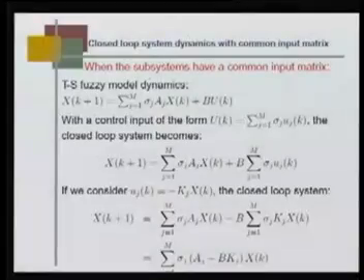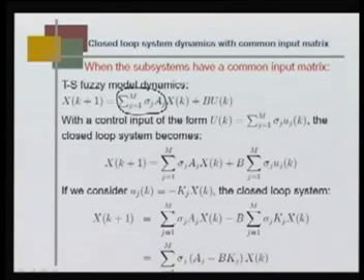So now for such a common input matrix, what will be the closed loop dynamics? The T-S fuzzy model dynamics is sum over j of A_j x(k), which I have already told you. This quantity is A bar, plus B u(k). So when u(k) is this type, we have already said, the closed loop system dynamics is given by this. Simply I replaced u(k) by this particular term. This is input.